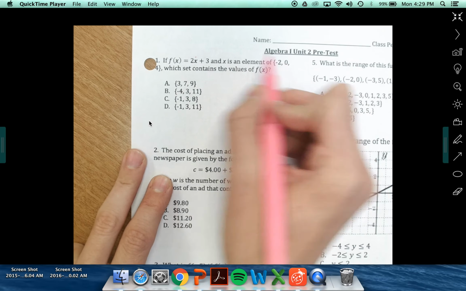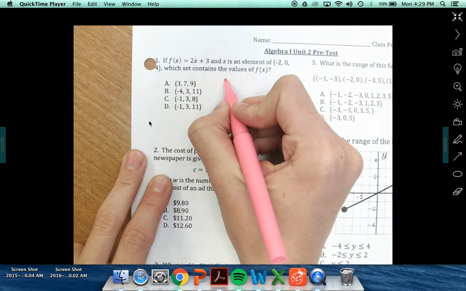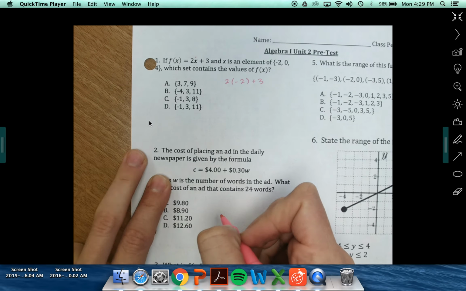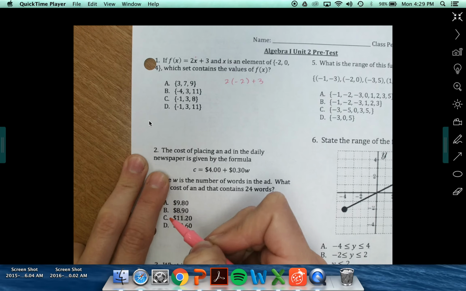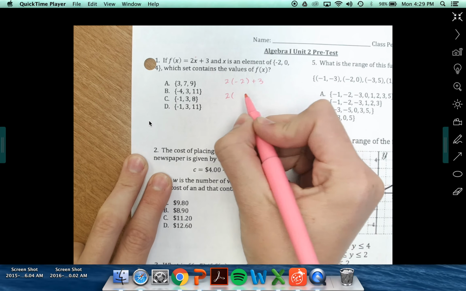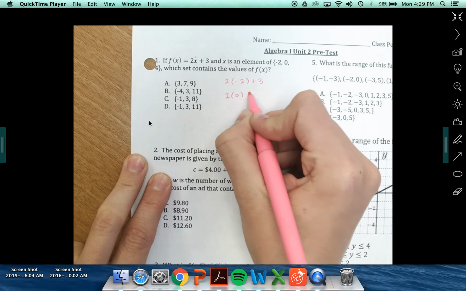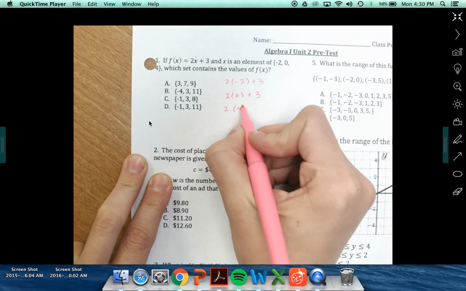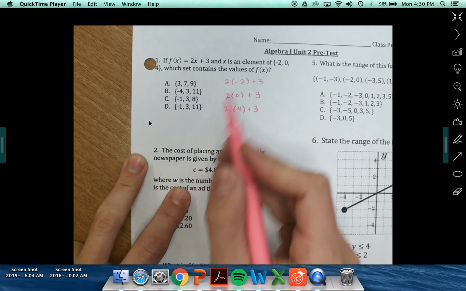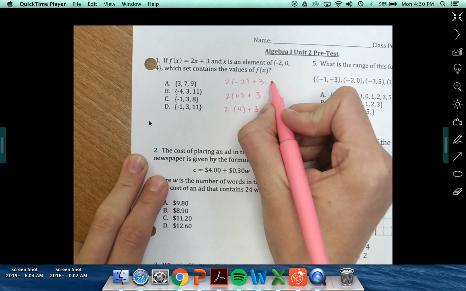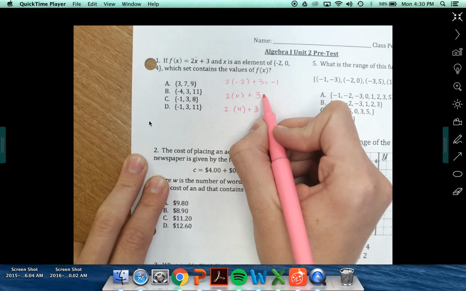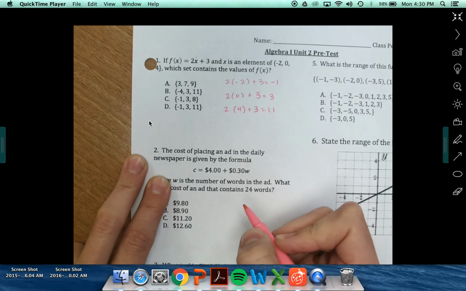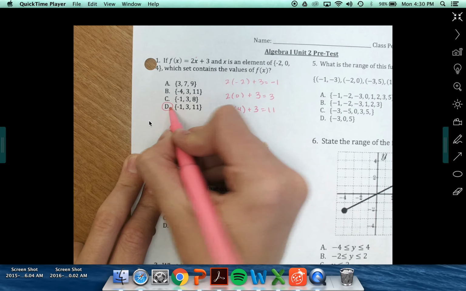So I'm going to go with negative 2 first. So instead of 2x plus 3, I'm going to have 2 times negative 2 plus 3. Okay, so that was my first x value. I'm also going to have 2 times 0 plus 3, and then 2 times 4 plus 3. If you plug these into the calculator, 2 times negative 2 plus 3 is negative 1. 2 times 0 plus 3 is 3. 2 times 4 plus 3 is 11. So negative 1, 3, and 11. Answer to number 1 is D.